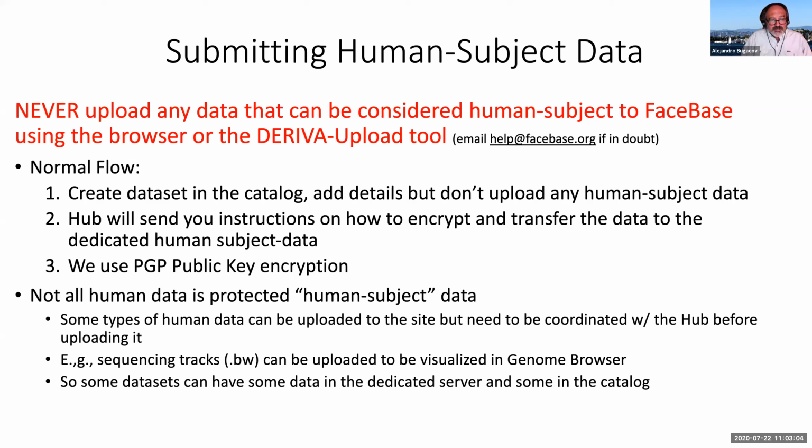But like Rob also said, not all human data is considered human subject data. Some data can be shown on the public side, for example, bigWig files that only have frequencies and things like that. So when people submit human data or human subject data, we go through a discussion and see which parts you can upload to the site and which parts you cannot. We have many human datasets that do have some files available on the site and some protected data that is in our dedicated servers. So again, this is something that we have to go through when we are submitting the data.